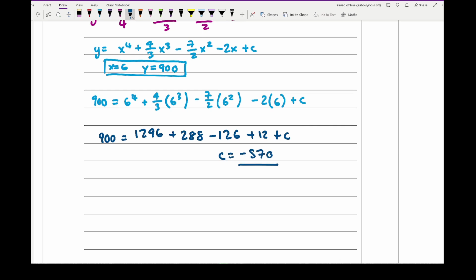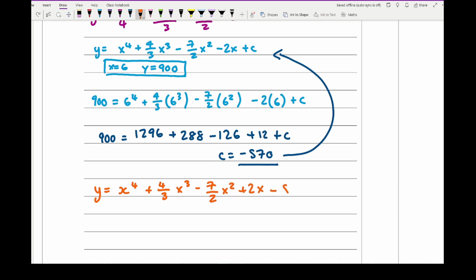So from this, all I then need to do is substitute that c value into my y equation, giving me y equals x to the power of 4 plus 4/3 x cubed, and, well, it should be a plus rather, minus 7 over 2 x squared minus 2x minus 570.